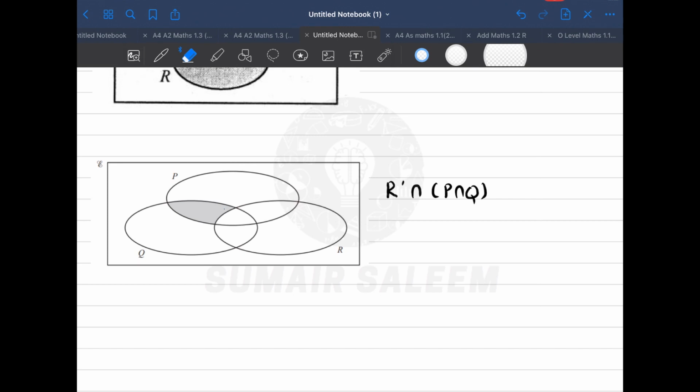So that's how you deal with backward approach of shading questions.